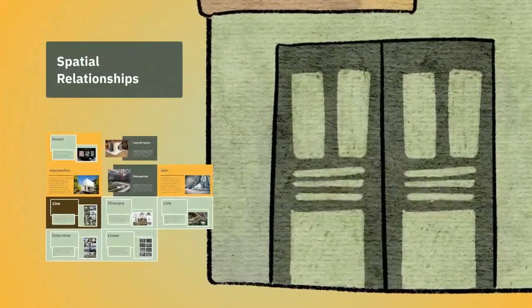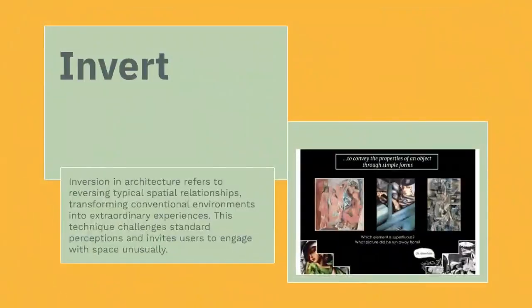Our next step is to discuss the spatial relationships, and we will talk about the next set of terms, and the first one is invert. Inversion in architecture refers to reversing typical spatial relationships, transforming conventional environments into extraordinary experiences. This technique challenges standard perceptions and invites users to engage with space unusually.